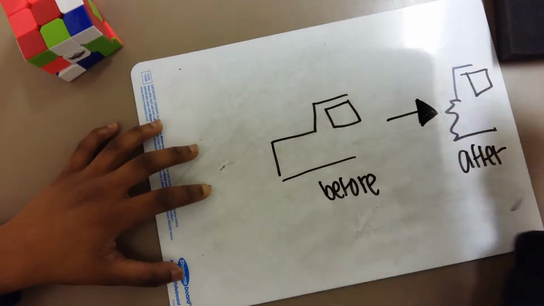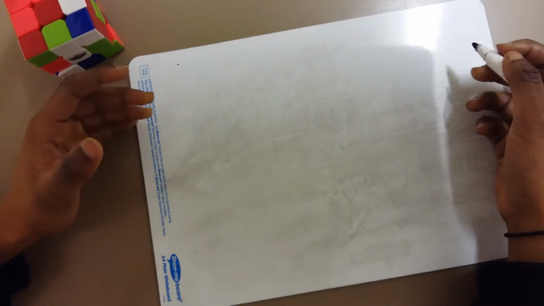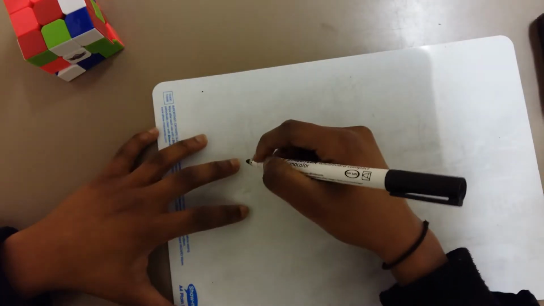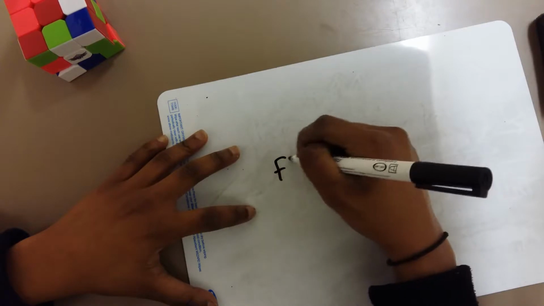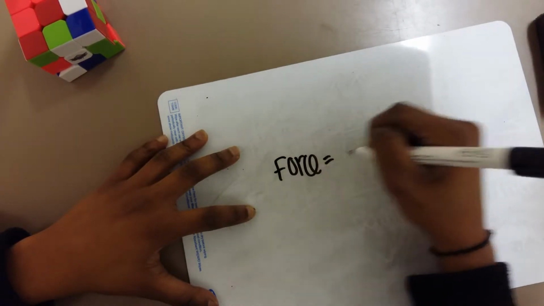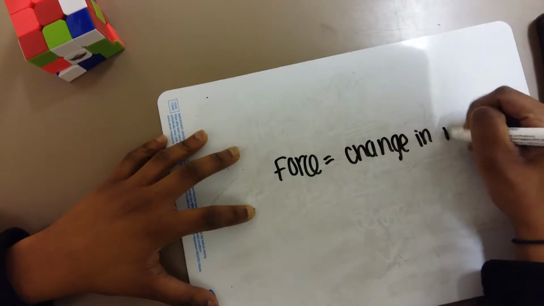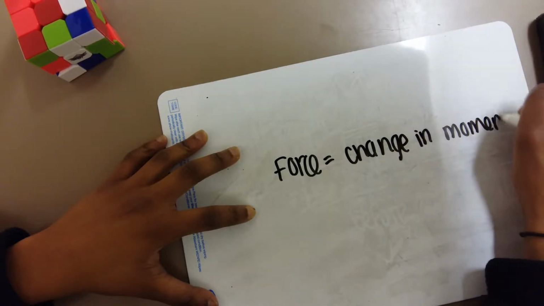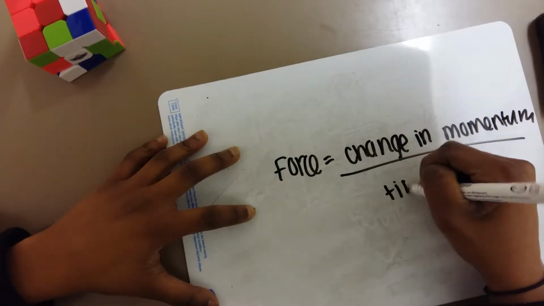There's our window. Basically, the crumple zone makes the impact take a longer time to happen, and so it reduces the force. I'll just show you the equation that this works with. Force is equal to change in momentum over time taken.